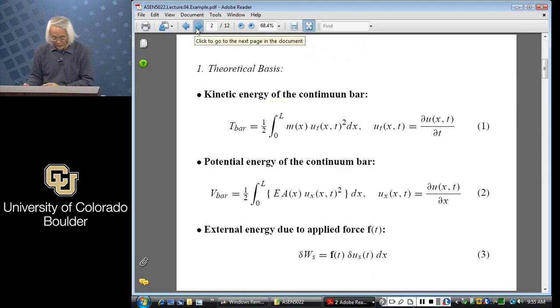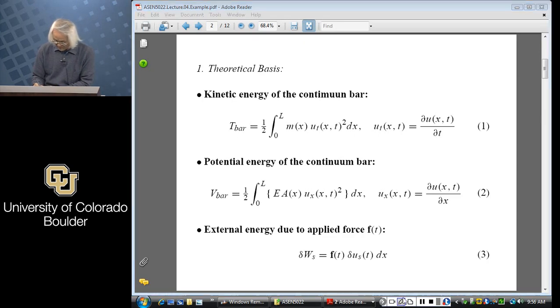So first what we do here is we work with kinetic energy. Kinetic energy is given by that. Do I need to go over why I got this? Everybody knows, right? It's just mass times velocity squared integrated over the domain.